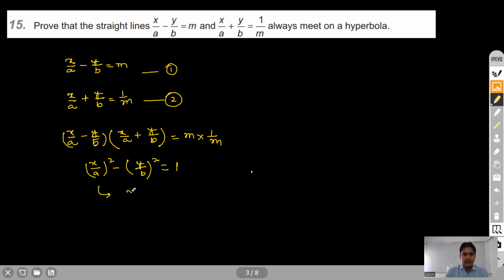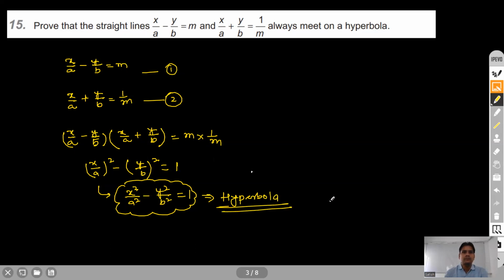And this is nothing but the equation of hyperbola, right? x squared upon a squared minus y squared upon b squared is equal to 1. Our standard hyperbola. So definitely these straight lines always meet on the hyperbola. This is nothing but hyperbola, right? So it has been proved that these straight lines will always meet on this hyperbola. Okay.